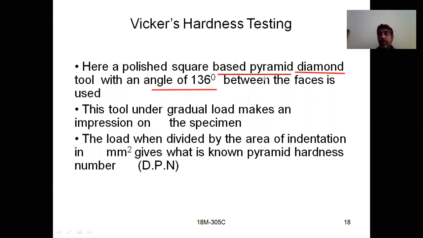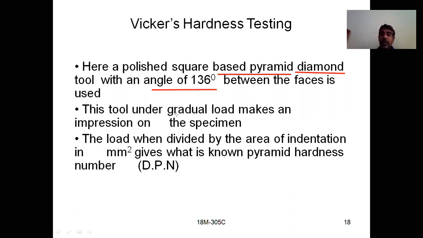Okay, you should remember what is the material? Diamond. What is the shape? Quadrangular pyramid. And what is the angle between the faces? It is 136 degrees. Faces means opposite faces. So how much angle between the opposite faces? It is 136 degrees. These three points we should remember while explaining this Vickers hardness testing.